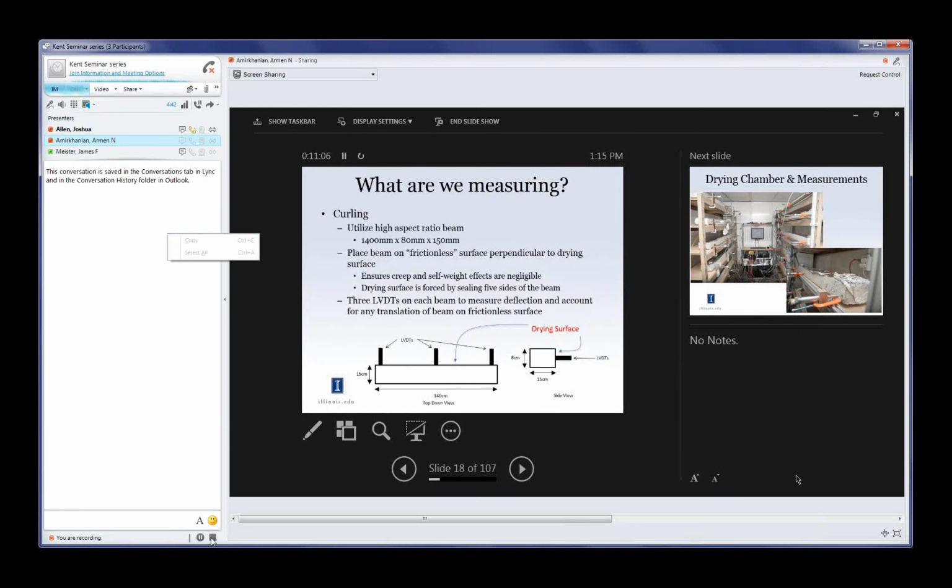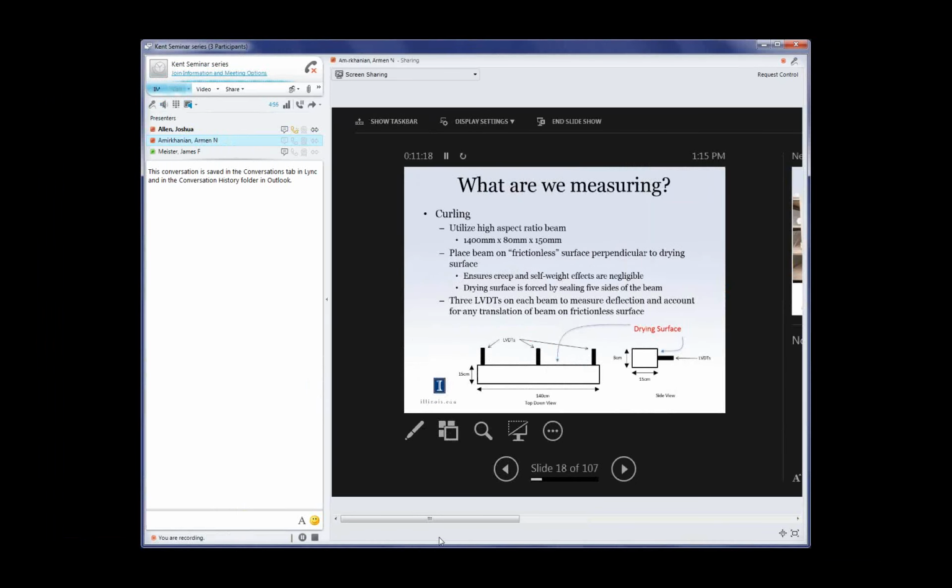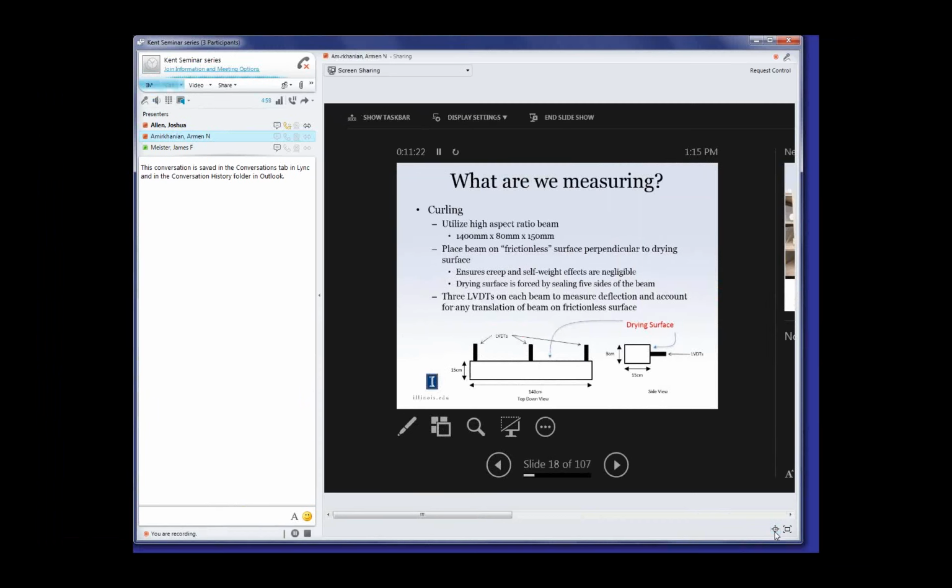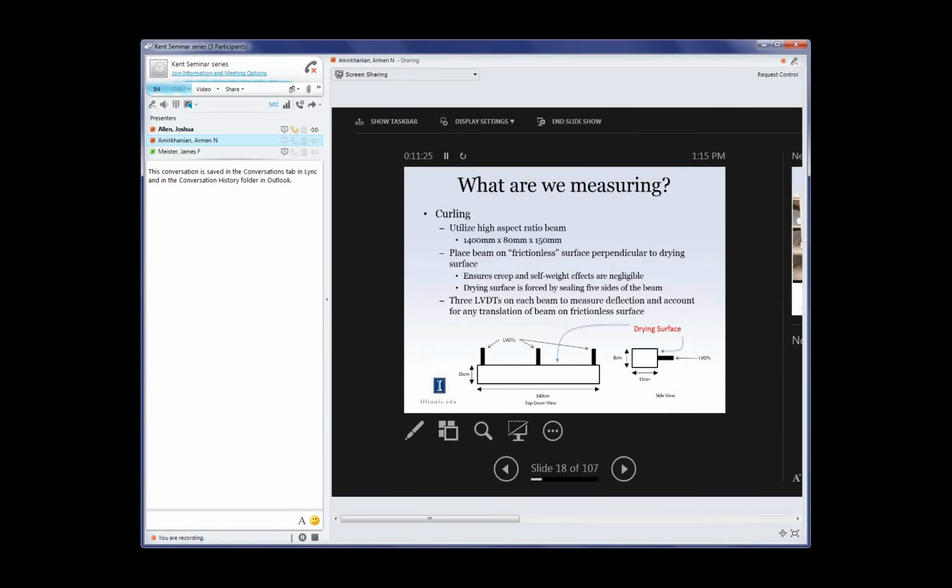And now what are we actually measuring? We're going to measure the curling behavior of beams. We figured that a high aspect ratio beam would actually curl enough that we can measure the response accurately. We couldn't use a short beam because even though it'd curl, the magnitude of that curling would be so small it would be within the noise band of our LVDTs. So we used a high aspect ratio beam.